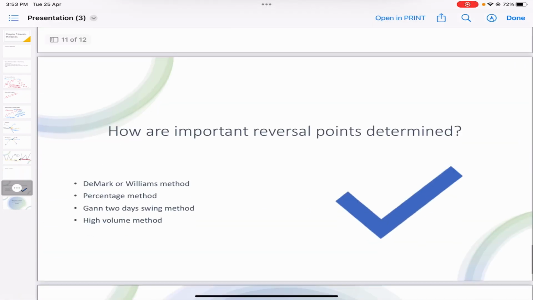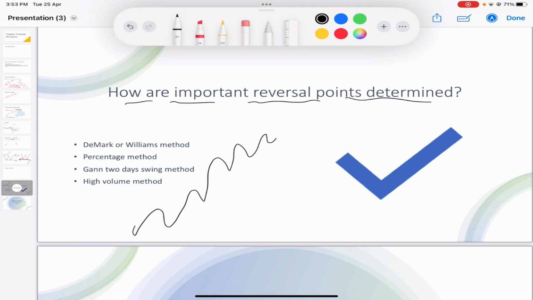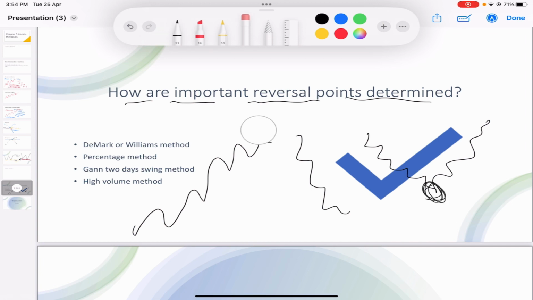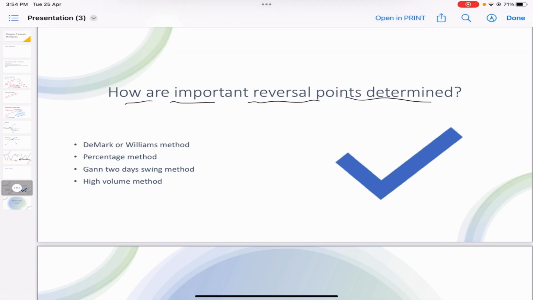Moving on, we're now starting with how important reversal points are determined. There are various methods which I'll be using in order to determine the reversal points. What do you understand by reversal points? If my primary trend was going up and now it's going down, this is my reversal point. If my trend is going down and then it went up, this is my reversal point. So that basically speaks about the reversal of the market trend direction.